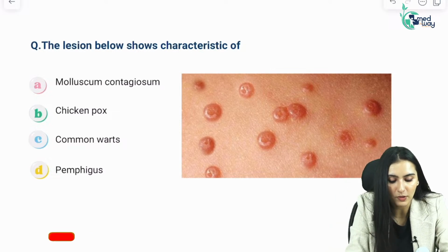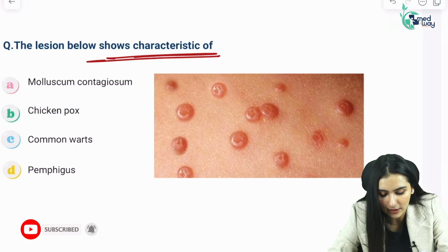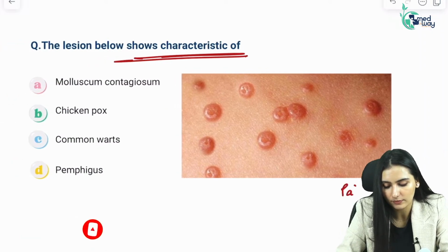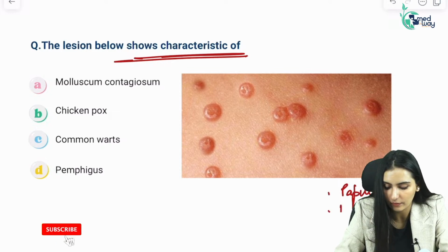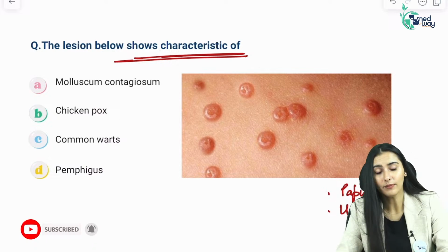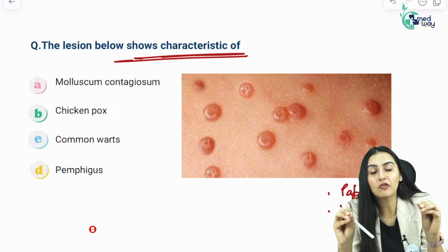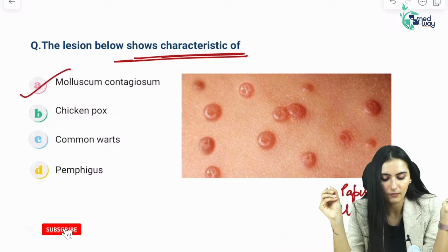The lesion shown below shows the characteristic of what? Just look at the lesion. What is it? It is a papule with umbilication. Okay, so it is a papule with central umbilication. What does it look like? It looks like molluscum contagiosum.